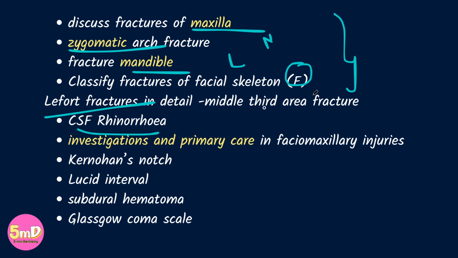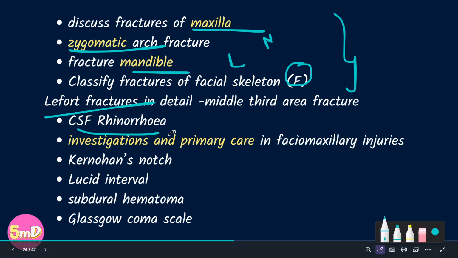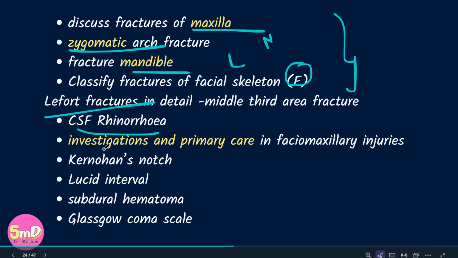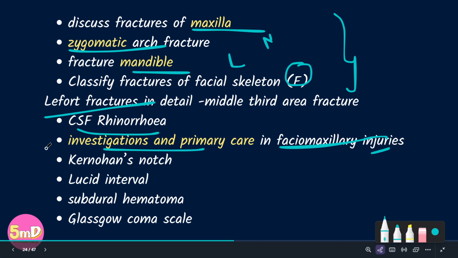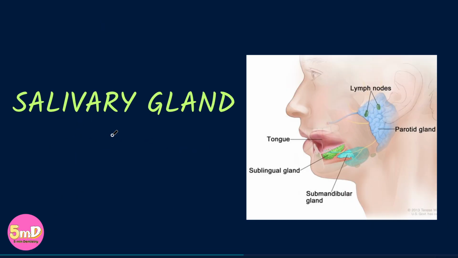CSF rhinorrhea, one of the complications of Le Fort fracture, Le Fort 2 and 3, and investigations and primary care in the faciomaxillary injuries. So you should know the basics, okay? Kernohan's notch, what is it? Lucid interval, what is it? Subdural hematoma, in what cases does it happen? And Glasgow coma scale, what is it? Interpretation of the coma scale.